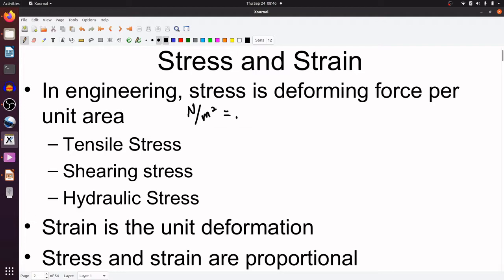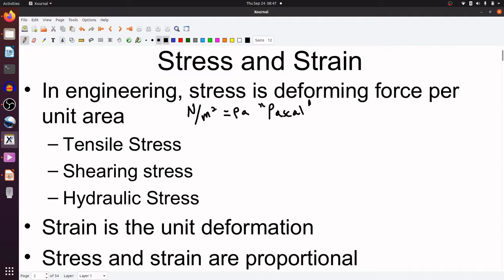This is actually a Pascal. It's defined to be a Pascal. You can actually express it either way, but Pascal is the true unit, and that's a newtons per meter squared, so force per unit area. There are different types of stress, and I'll go into detail of each one in a moment on separate slides, but there is tensile stress, shearing stress, and then there's hydraulic stress. So stresses are essentially pressures. You can think of it that way.